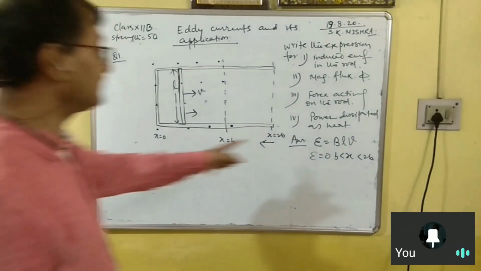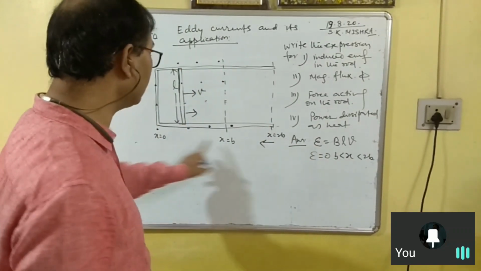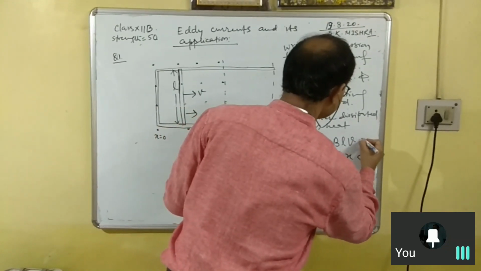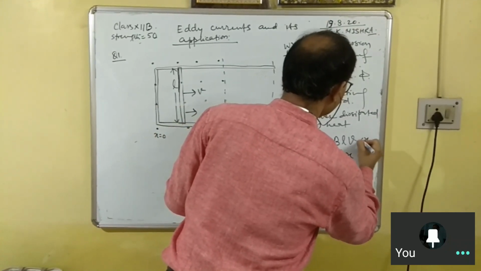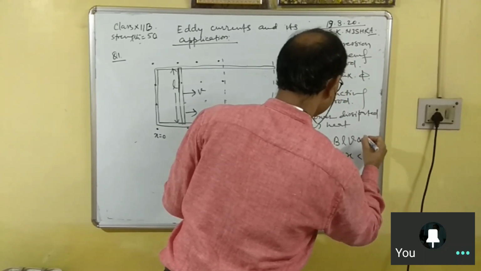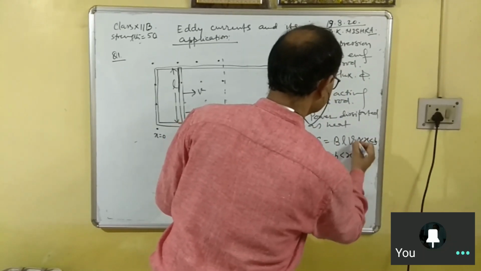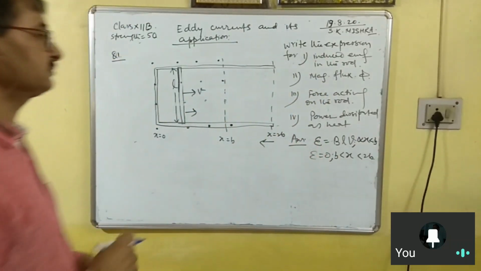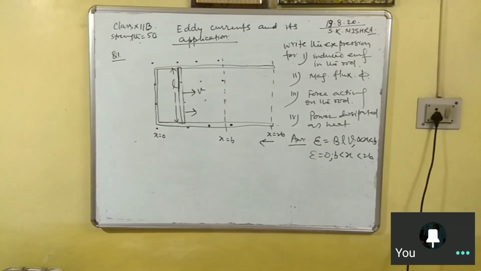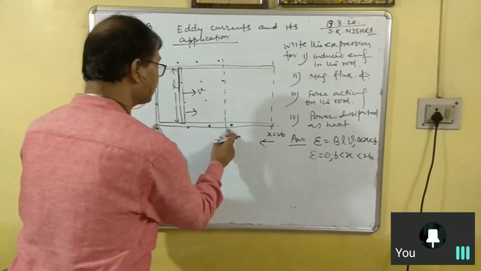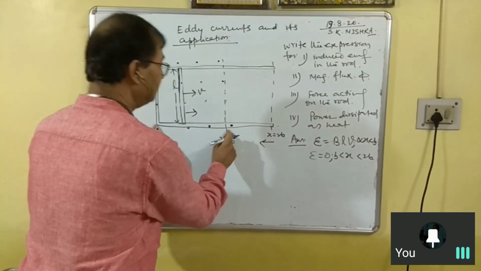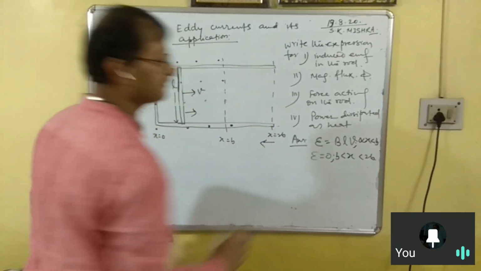Now think about the scenario. This exists only between x = 0 and x = b. So this is the scenario when x lies between 0 and b. Between 0 and b, the induced EMF is BLv only. But beyond that, there will be no induced EMF.